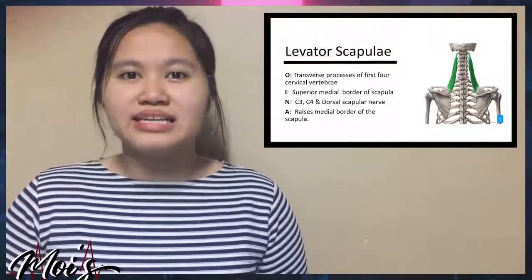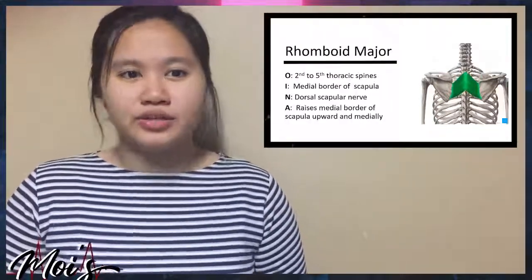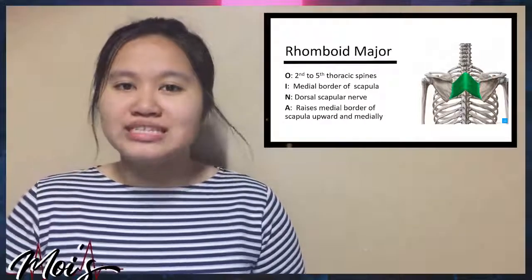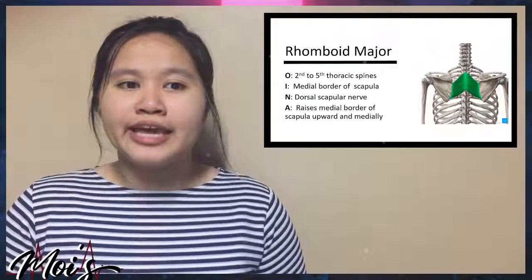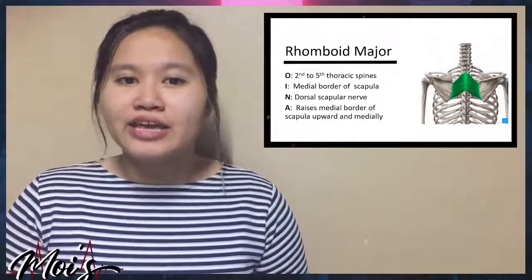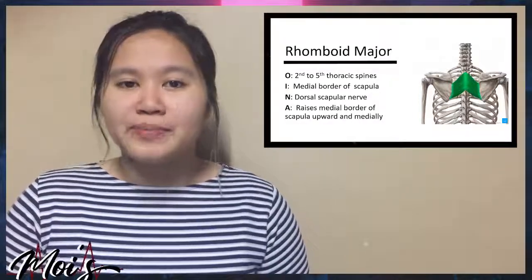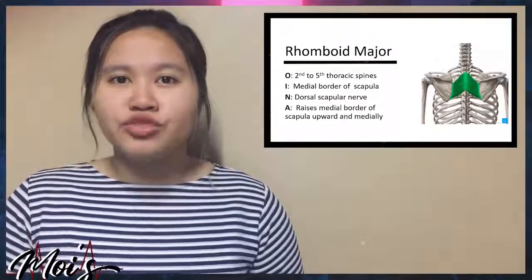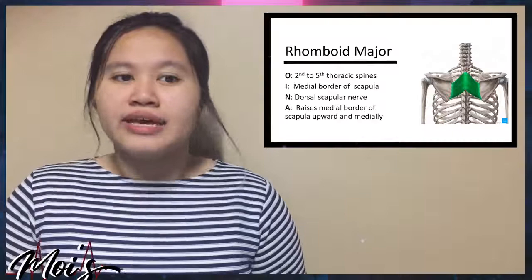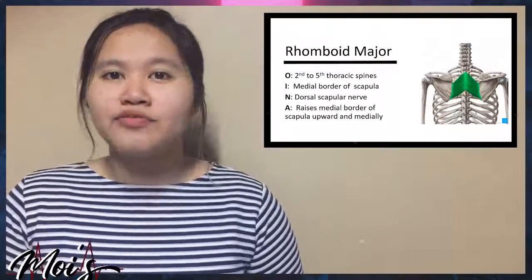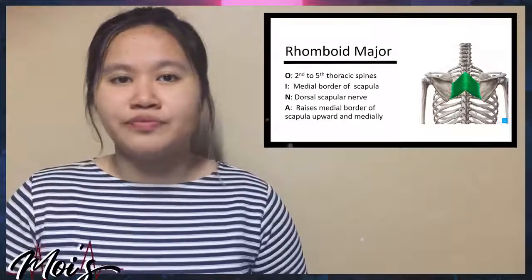The next one is the rhomboid minor and major. They lie deep to the trapezius and they are not always distinct from each other. They appear as parallel bands that pass inferiorly and laterally from the vertebrae to the scapula. The rhomboid major originates in the 2nd to 5th thoracic spine. It inserts in the medial border of the scapula, and the nerve supply of that is the dorsal scapular nerve.